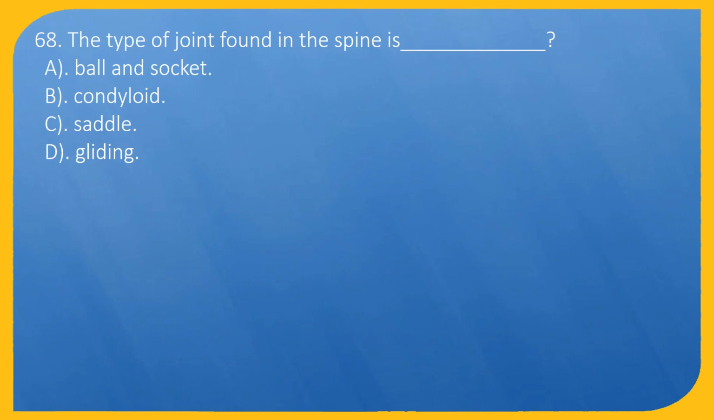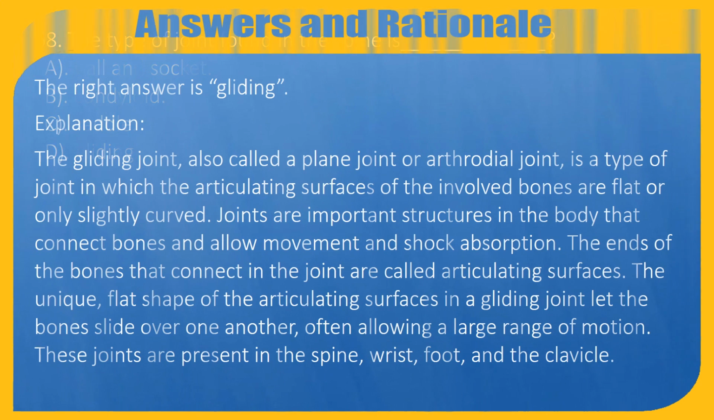Question 68. The type of joint found in the spine is A. Ball and socket. B. Condyloid. C. Saddle. D. Gliding. The right answer is gliding.